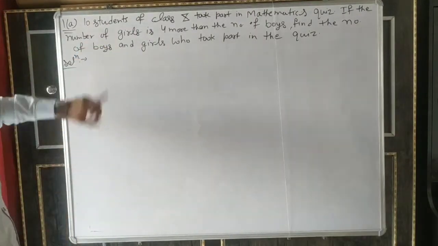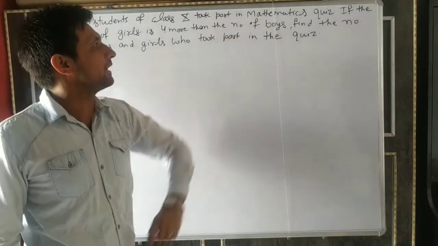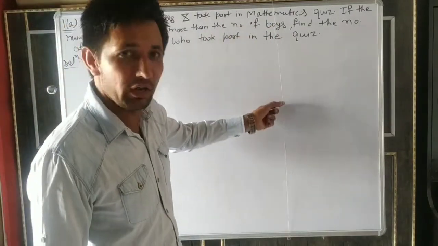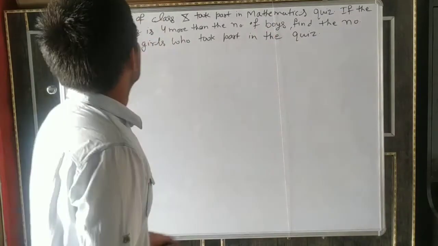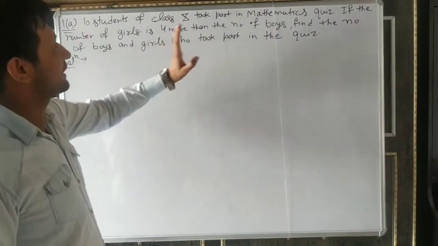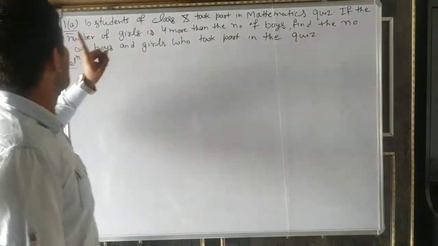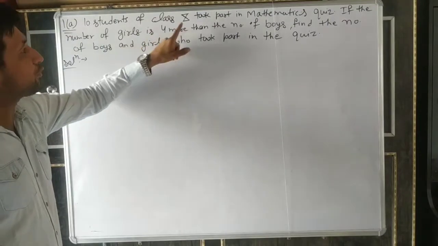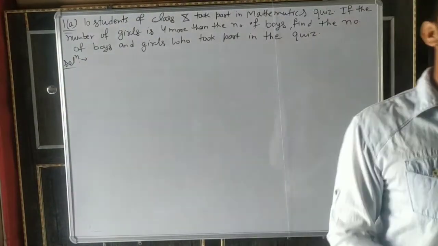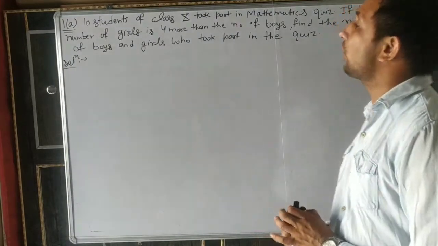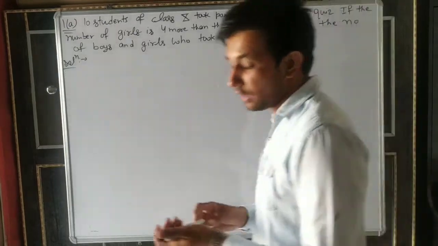It is given in the question: 10 students of class 10 took part in a mathematics quiz. Don't be confused by how it looks, because it is ported to the board. 10 students of class 10 took part in a mathematics quiz. If the number of girls is 4 more than the number of boys, here the number of girls is more than boys. How much more? 4. Find the number of boys and the number of girls.